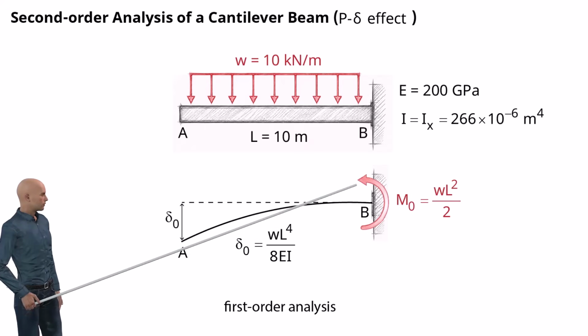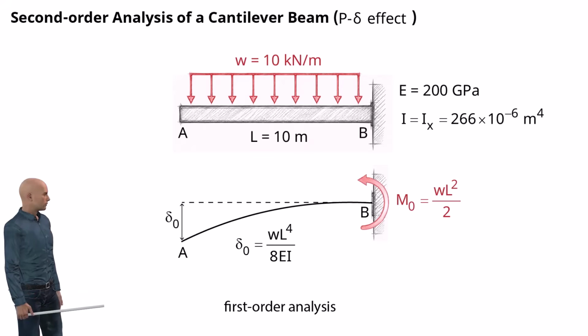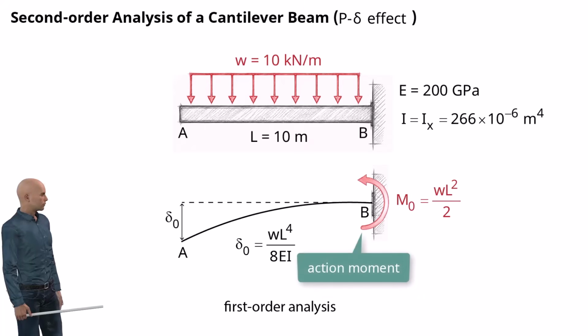Notice that I have drawn this moment in the counterclockwise direction. This is intentional. The arrow shows the moment caused by the distributed load at point B. In other words, it shows the action moment from the load. It is not the support reaction moment. The support reaction moment would act in the opposite direction.